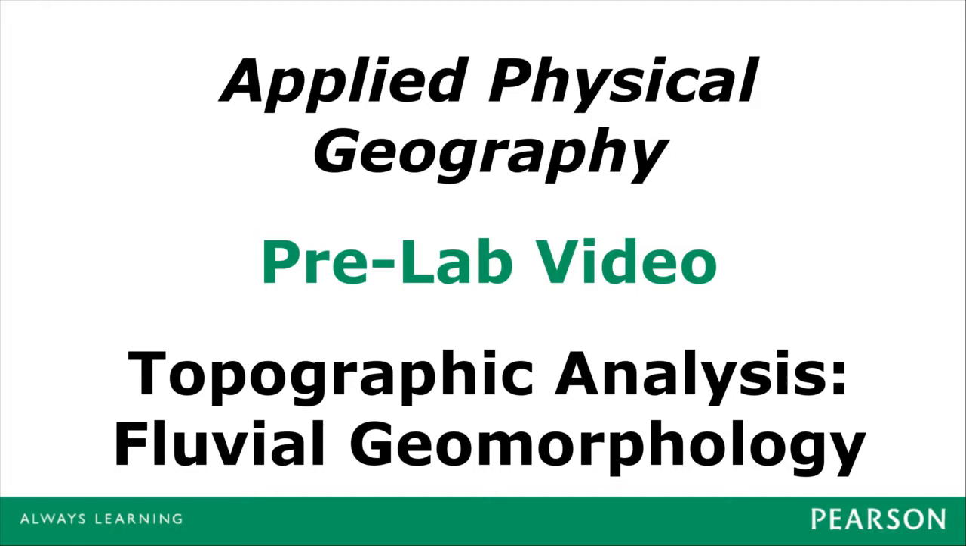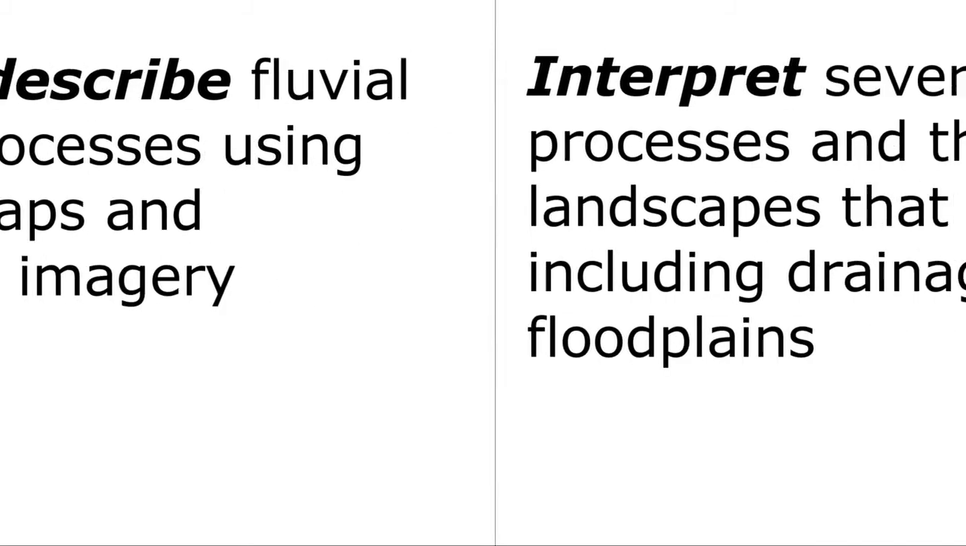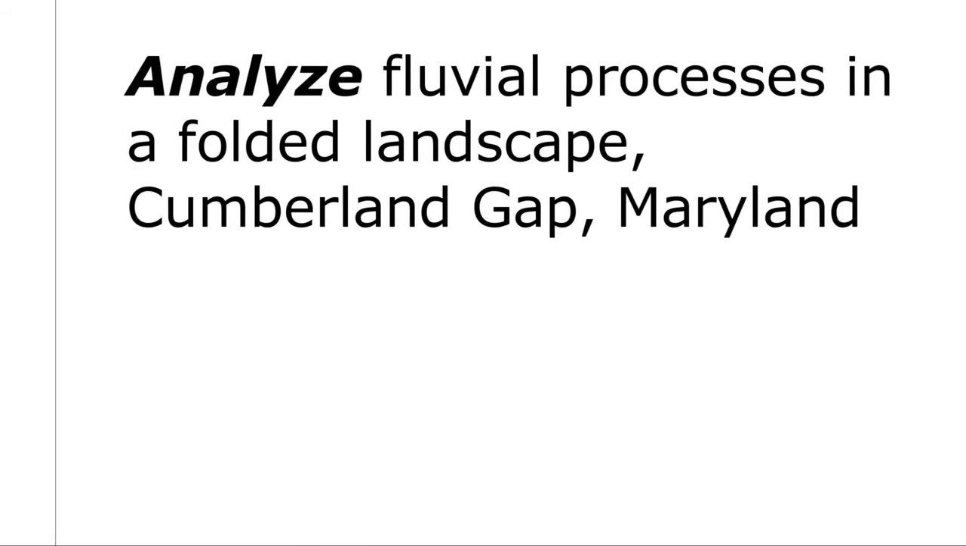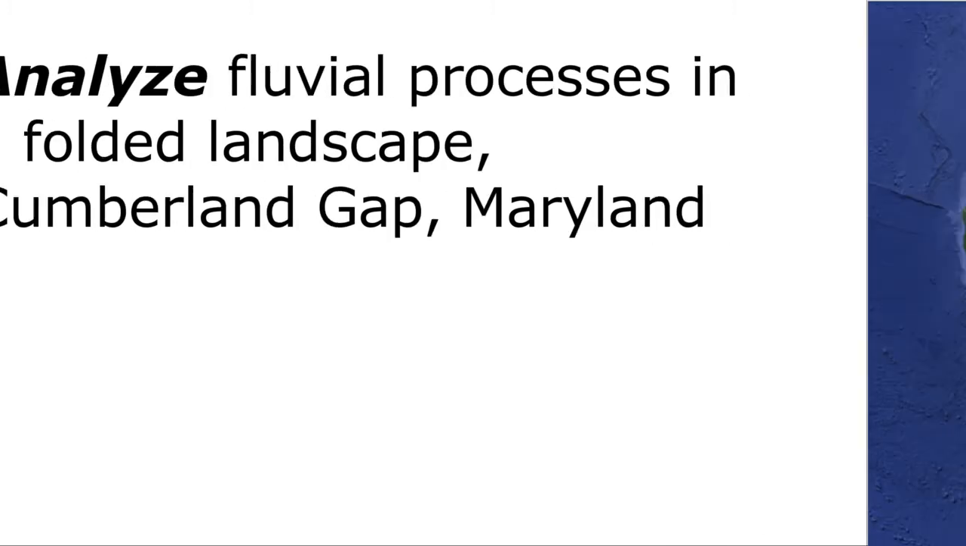Before we get started, let's take a look at the key learning concepts for this lab. Analyze and describe fluvial geomorphic processes using topographic maps and Google Earth imagery. Interpret several fluvial processes and the characteristic landscapes that are produced, including drainage basins and floodplains. Analyze fluvial processes in a folded landscape, Cumberland Gap, Maryland.